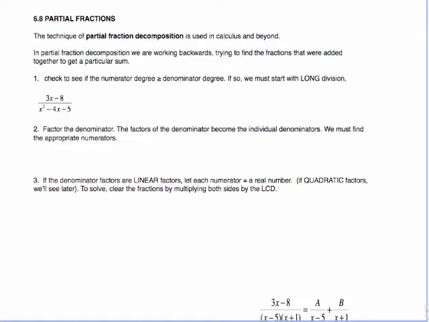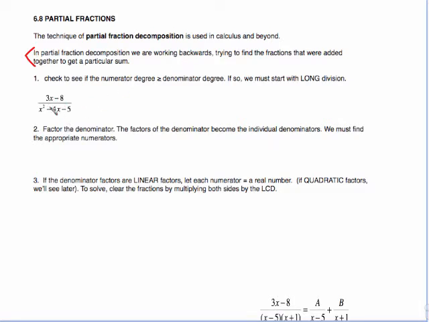This is Pre-Calc, section 6.8, partial fractions. This can be a pretty complicated section and it will take several videos to get through the material. The technique of partial fraction decomposition is used in calculus and beyond, so it's an important skill for us in pre-calculus. The idea of partial fraction decomposition is that we're working backwards. We're trying to figure out the fractions that were added together to get a particular sum.